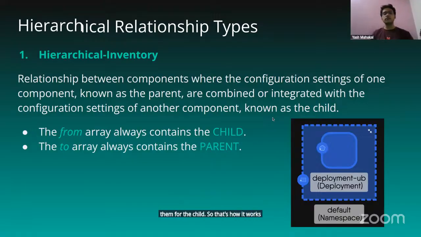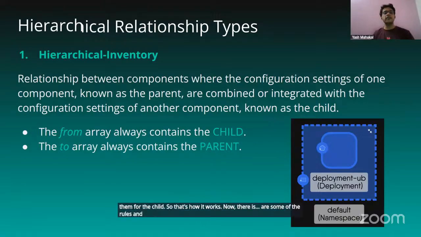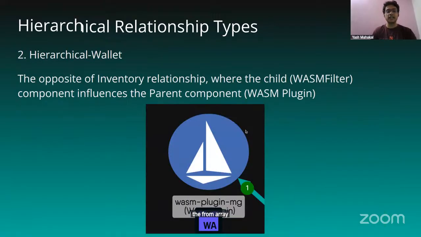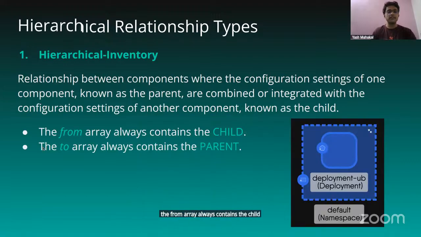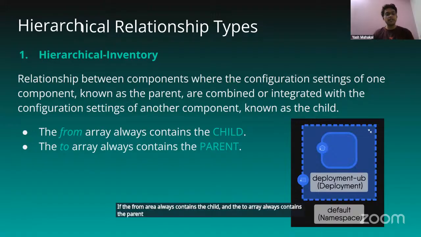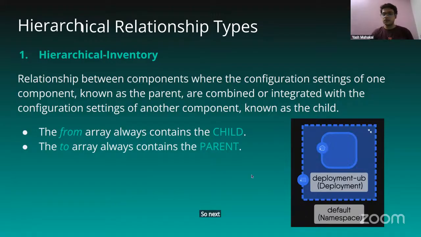Now here are some of the rules in terms of hierarchical inventory relationships. For example, the from array always contains the child, and the to array always contains the parent. Now you might ask, if the from array always contains the child and the to array always contains the parent, how will data flow work? Let me explain it.